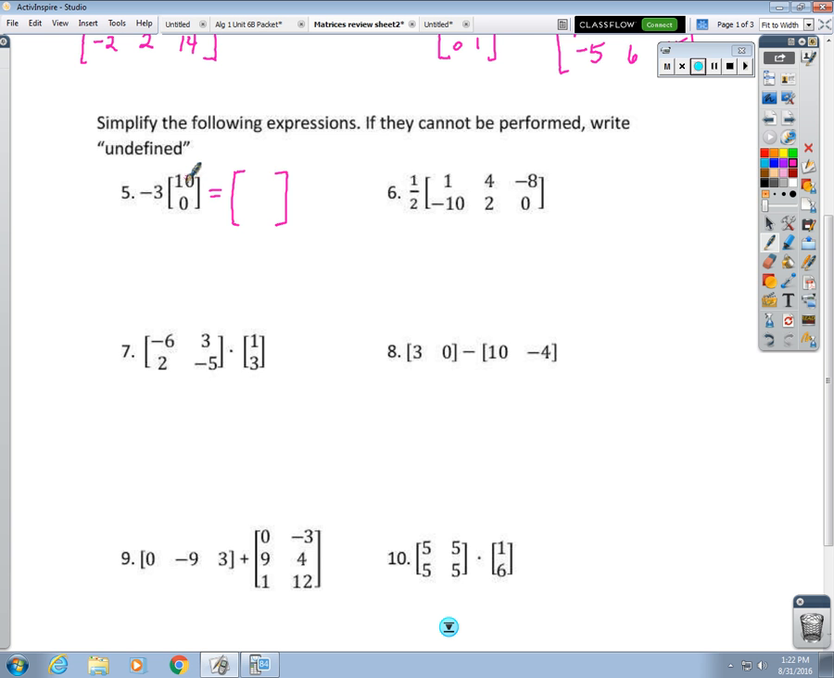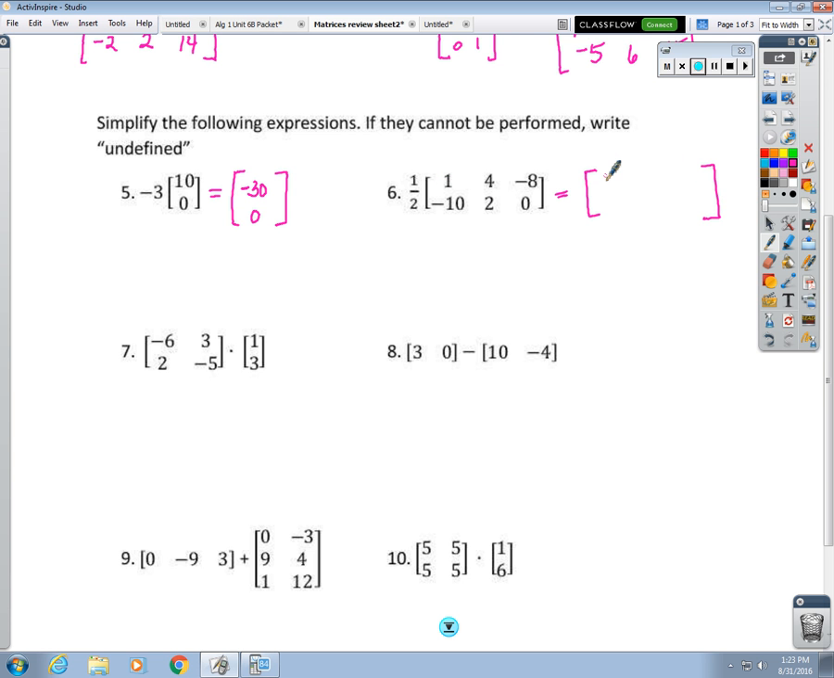But all you do is multiply each element by negative 3. So this would become? Negative 30. And this would become? 0. Right, and that's all. Okay, number 6. Same thing, but this time our scalar is 1/2. Multiplying by a scalar does not change the dimensions. We're still going to be left with 2 rows, 3 columns. It's just that each element is going to be half.